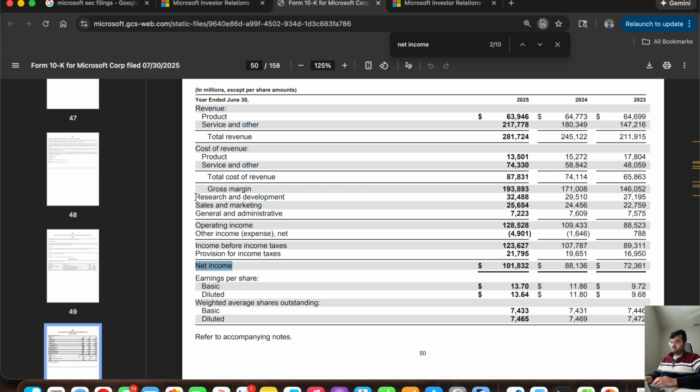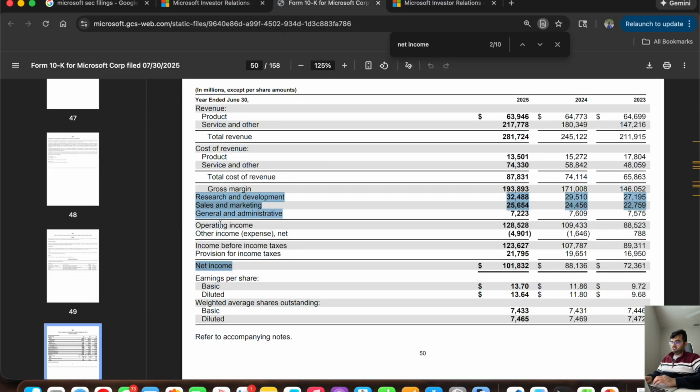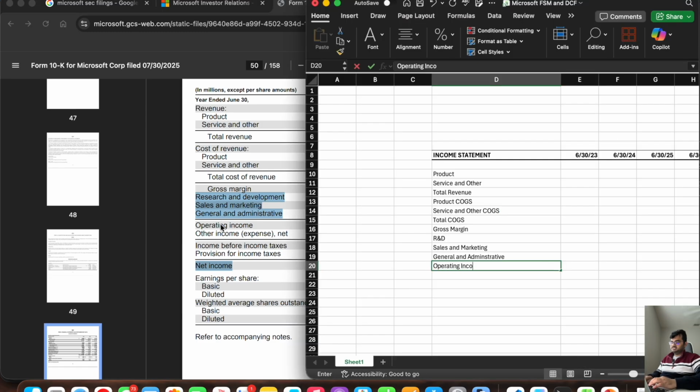Then they have three further line items: research and development, R&D; the second one is sales and marketing; and then general and administrative. Let's get into that. I'll just put R&D, sales and marketing, and then general and administrative. Next one, they have operating income. I'll just type it out: other income, expenses, net; income before income tax; provision for income tax; and then net income.